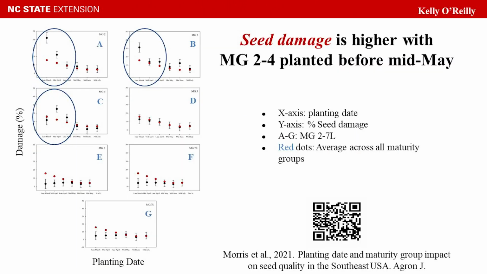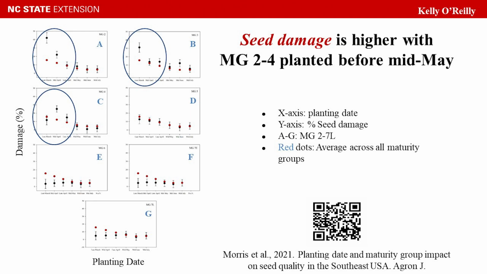And what I can tell you over now 5 years of doing this research is that the 2s, 3s, and 4s consistently have more seed quality issues when they're planted before mid-May in our environment. And that's a risk, and I think something that needs to be discussed when you're thinking about using earlier maturing varieties. And I don't think it matters if you're in a high yield environment or a low yield environment.